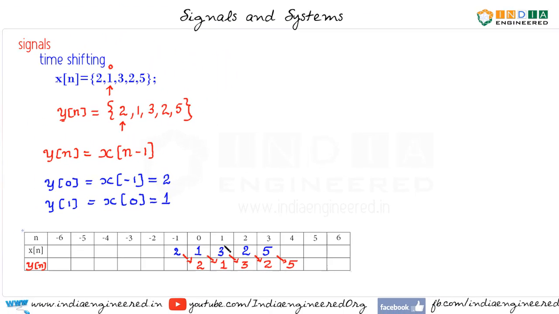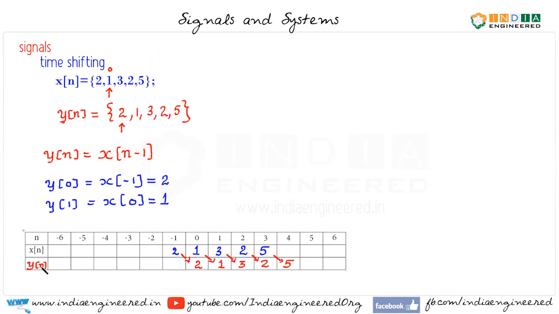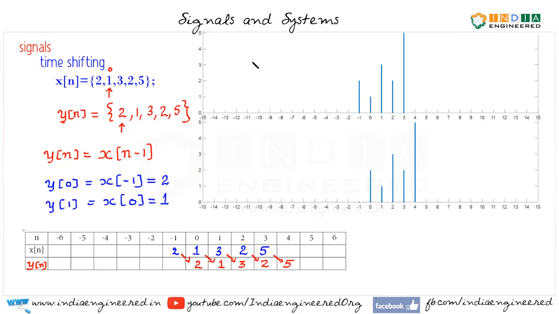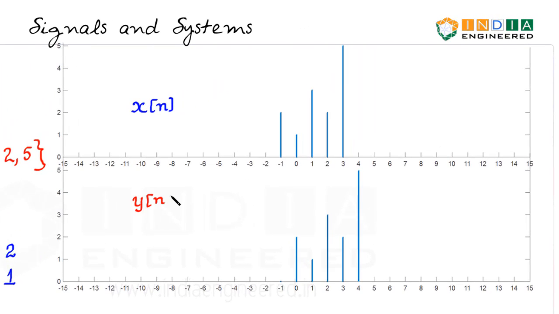Let's look at how the plot of x of n and y of n will look like. Now here we have x of n, and here we have y of n. We can see y of n is x of n shifted right by 1. Now I have put the reference line, so it will be more clear now. So here y of n is x of n minus 1. So we can see when it was x of n minus 1, the signal shifted right by 1.